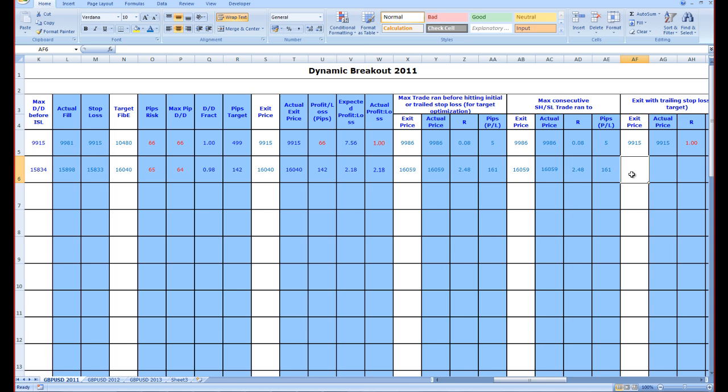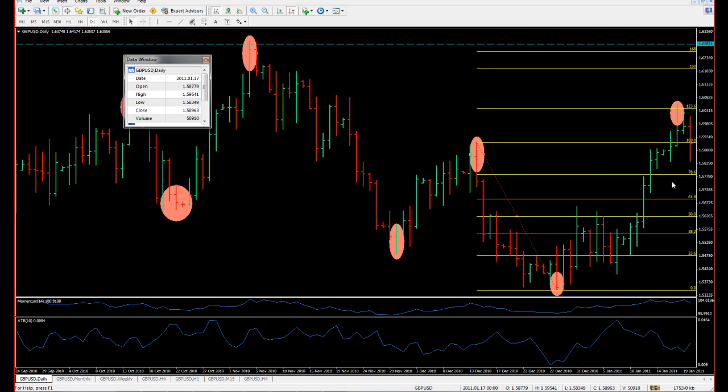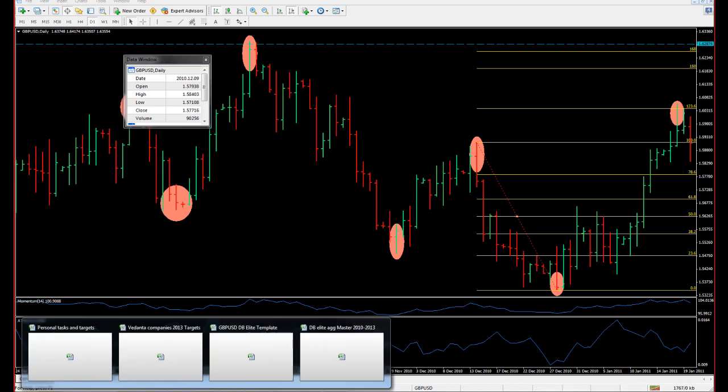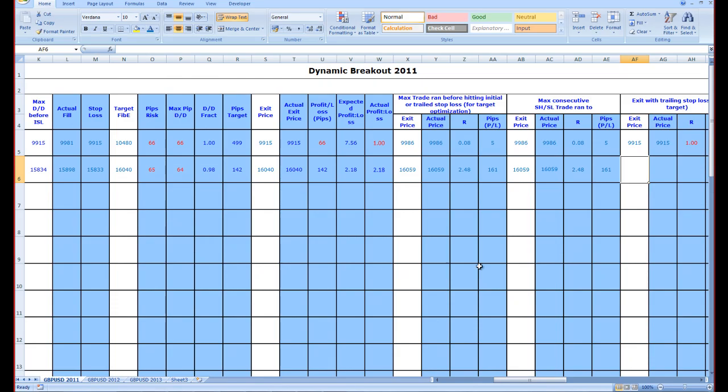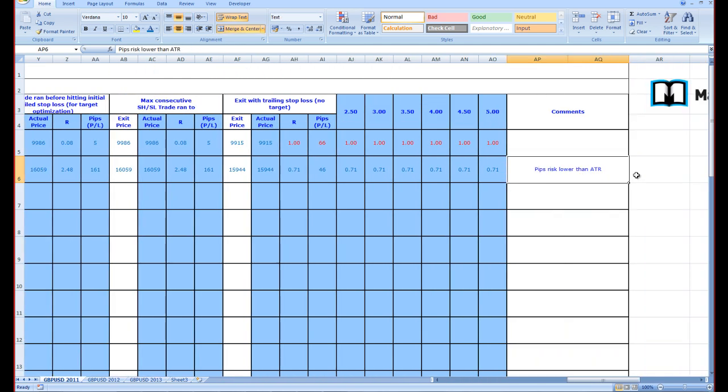Now the last part is exit with trailing stop loss. So let's say we don't have any target. So the first bar, second bar, third bar. So I will trail my stop loss here. So the low of that is the next day. So 15944, isn't it? The low, yeah. Forget the last decimal, I know it's only the 4 for the points. So 15944. That's it. Everything else is done for you now. That's pretty much it.